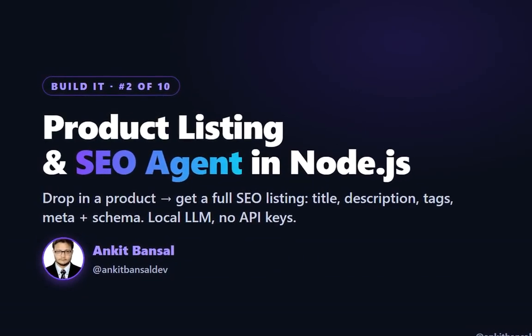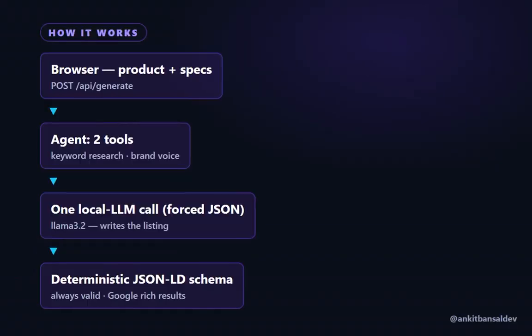This is agent number 2, a product listing and SEO agent in Node.js. Drop in a product and a few specs, and it writes a complete, optimized listing, running on a local model with no API keys. Here's how it works.